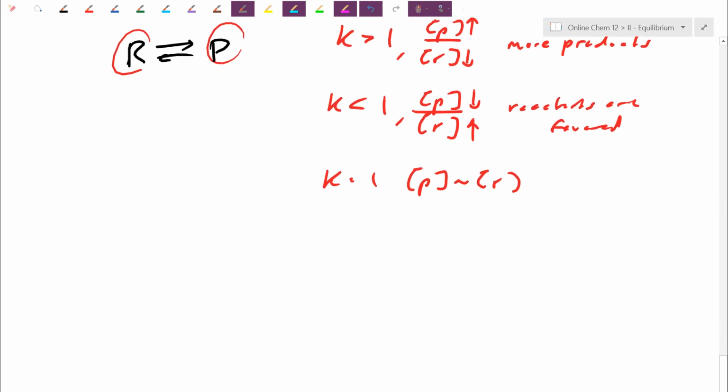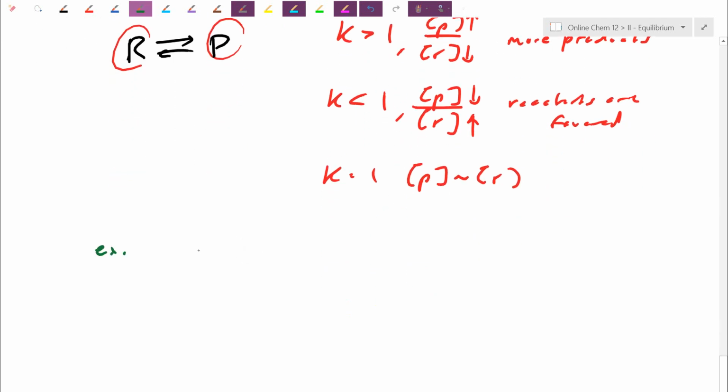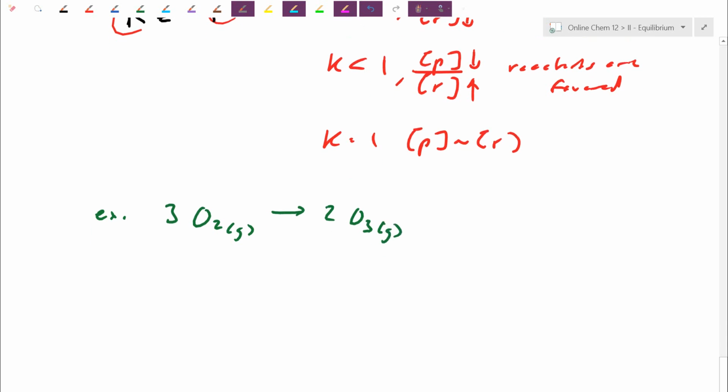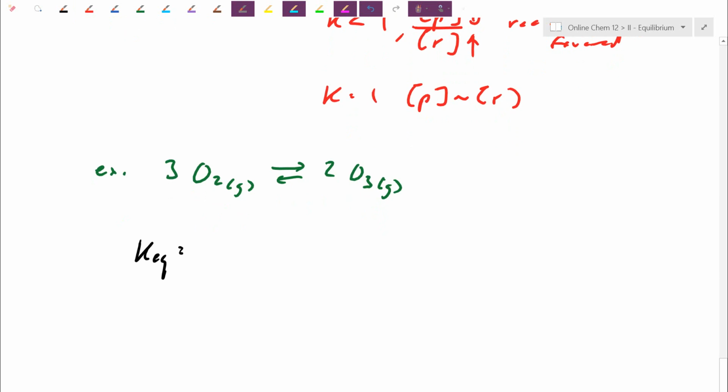So let me do a quick example of that here. Let's do oxygen as a gas converting itself into ozone as a gas. So I do the balancing here: 3 O2 gives 2 O3, as gases. First thing they can ask you is to state the KEQ expression. So if I did a product over reactant for this, what would it look like? Well, the product in this case is O3. So we have our O3, and the numbers go up into the power, so O3 squared, divided by O2 cubed.